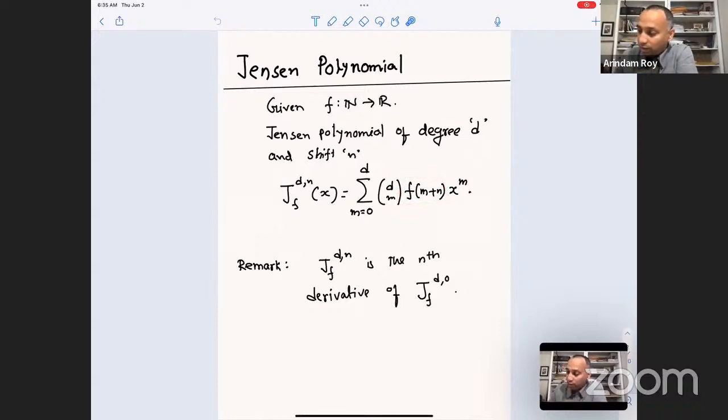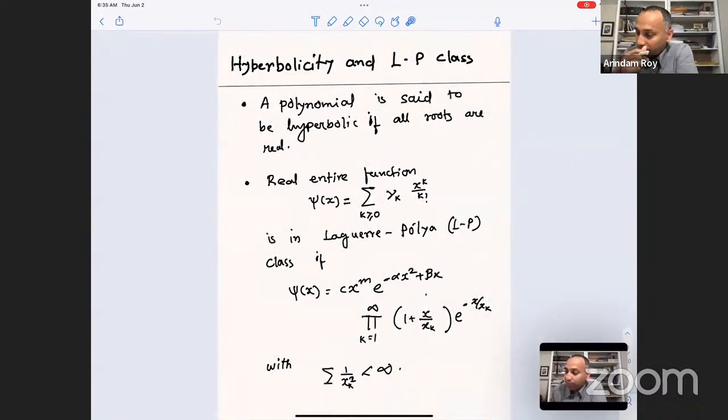It is easy to see that if you take n equal to 0, then the Ensign polynomial of degree d with shift n is nothing but the nth derivative of the Ensign polynomial of degree d with no shift. So this is just the definition of the Ensign polynomial. Now let me tell you what we mean by the hyperbolicity of an Ensign polynomial.